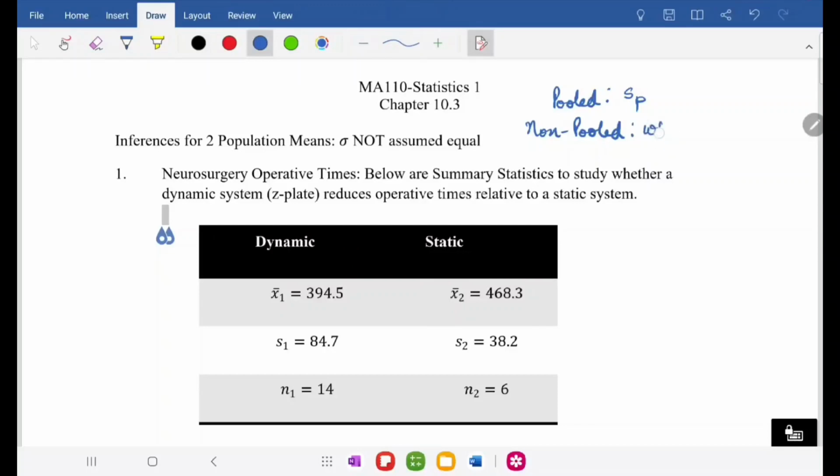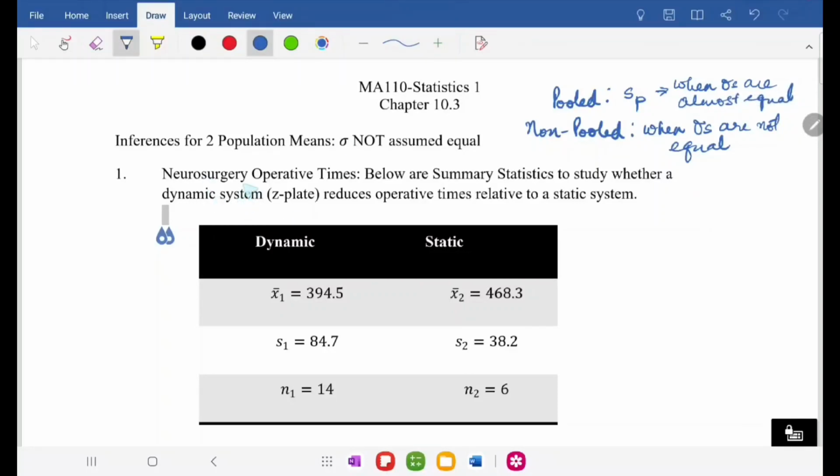All right. So when standard deviations are not equal or not close enough, okay, they'll never be exactly equal, but if they are not close enough, all right. And the pooled is used when the standard deviations are equal or almost equal.